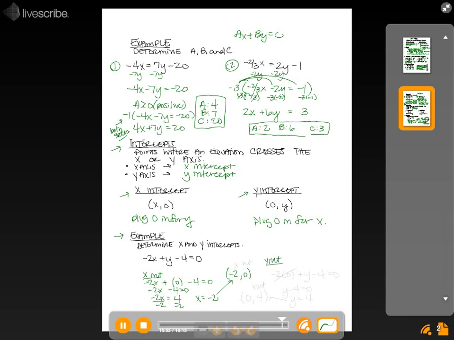Same idea, except I'm plugging 0 in for x. So negative 2 times 0 plus y minus 4 equals 0. Simplify it, that cancels. 0 times anything is 0, so we have y minus 4 equals 0. Y equals 4. Write it as a point. I plugged in 0 for my x, and my y value was 4. So there's my x-intercept and my y-intercept.